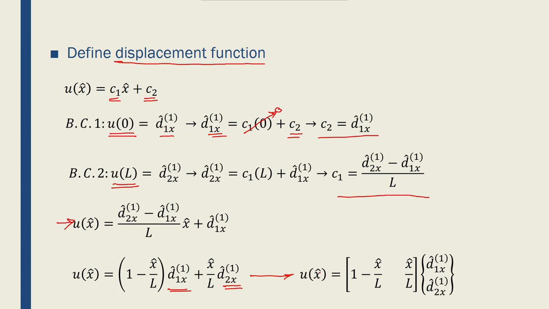So u of x hat is equal to this 1 by 2 row matrix. 1 minus x hat over L is the coefficient of d1x1, and x hat over L is the coefficient of d2x1. So if we write that here and multiply it by this 2 by 1 vector, the first element of this vector is d1x1, which is from here, and the second element is d2x1, which is from here, it gives us a 1 by 1 scalar, which is basically the displacement at any node or any location along the length of the bar.